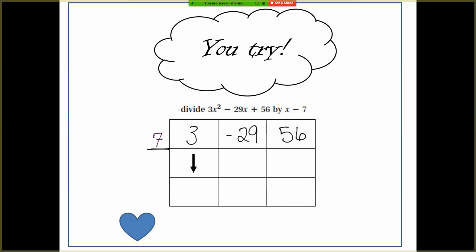If you're not sure if you set it up correctly, my original setup is on the screen. And then remember your process: multiply, add, all the way across the table. This time you've got to do the cycle twice.